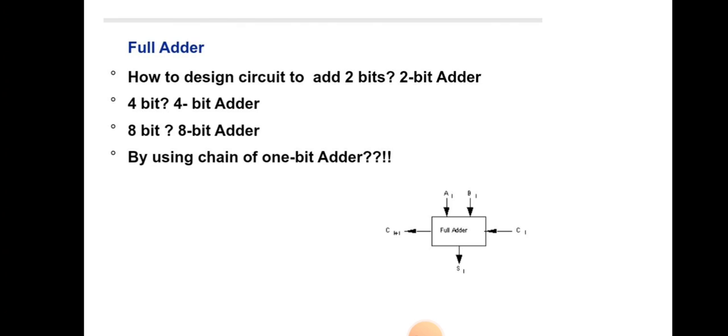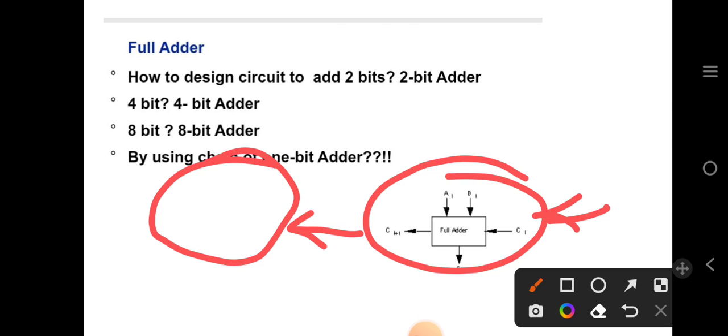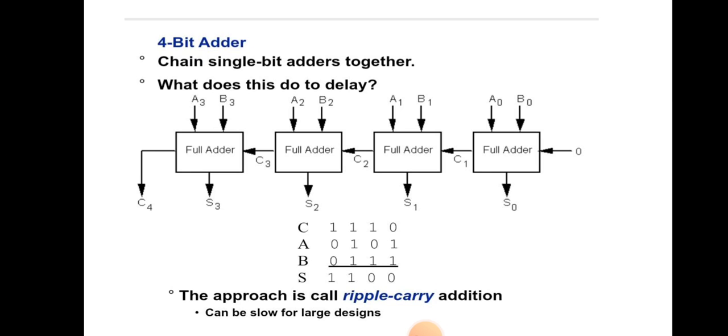Now how to design a circuit to add 2 bits or 2 bit adder. 4 bit, if you want to add 4 bits, then you can design a 4 bit adder. If you want to design 8 bit, then you can draw an 8 bit adder by using a chain of 1 bit adders. It means this is a single bit full adder. So if you make a chain of this single bit full adder, then you can make a 4 bit adder or 8 bit adder. Okay, so this is about the full adder.